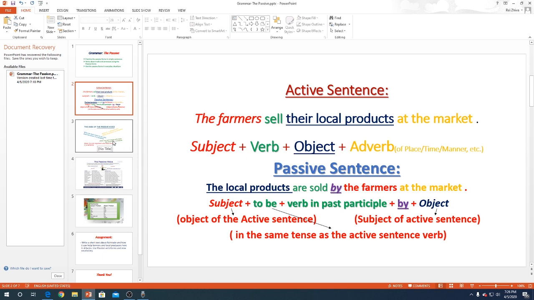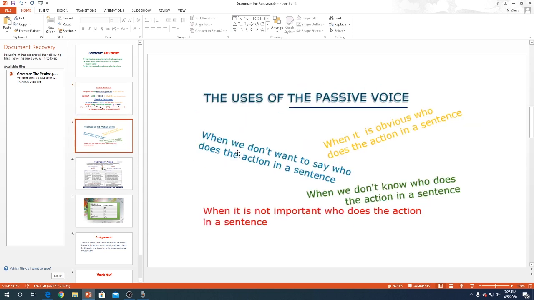Now, let's see the uses of the passive verb forms.